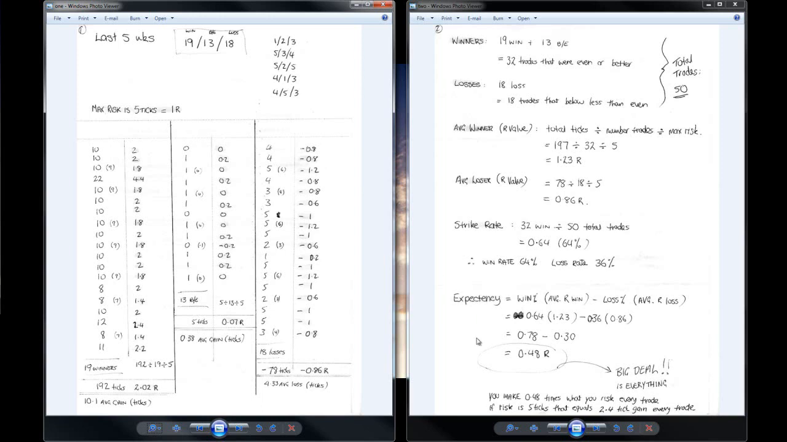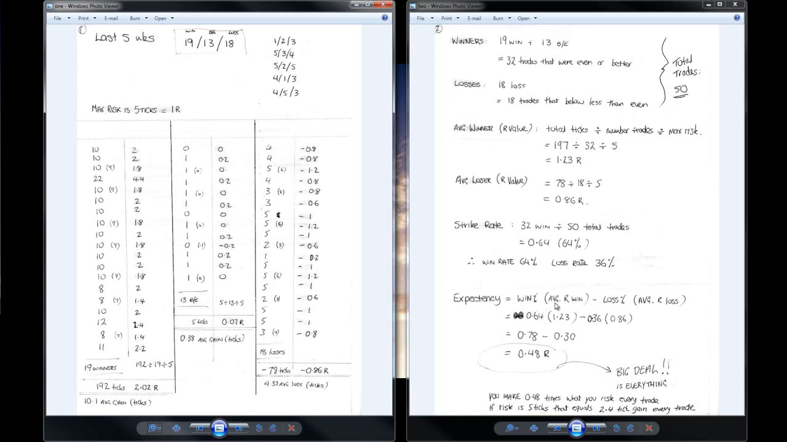Okay, but what we want to do is combine them all together and have a figure that really helps us. It gives us a better understanding as far as what we're doing with our trading. Okay, so expectancy is your winning percentage multiplied by your average winning trade.